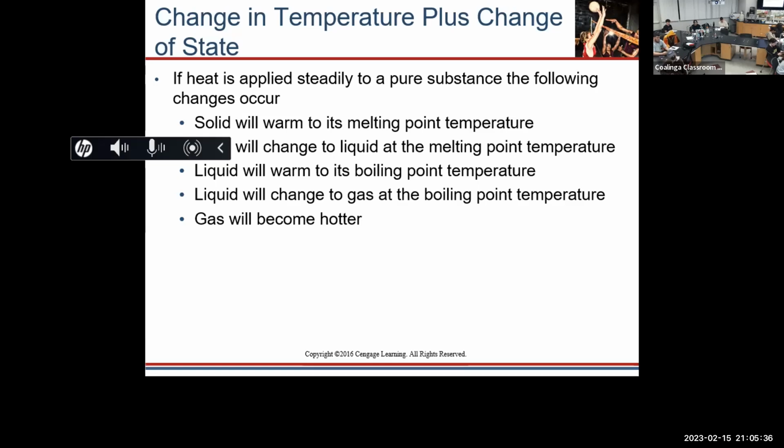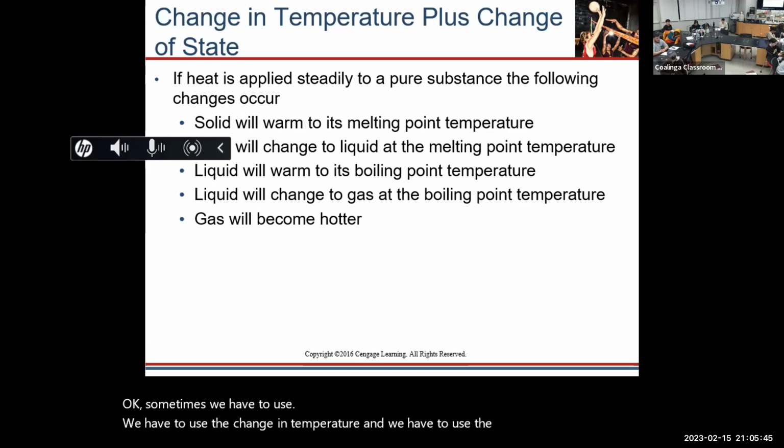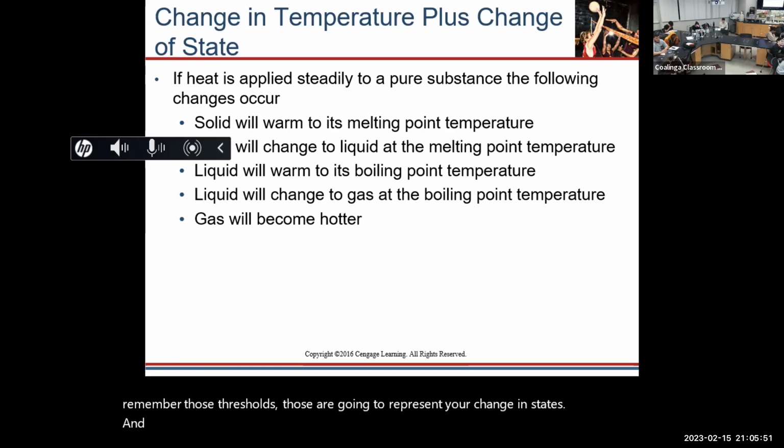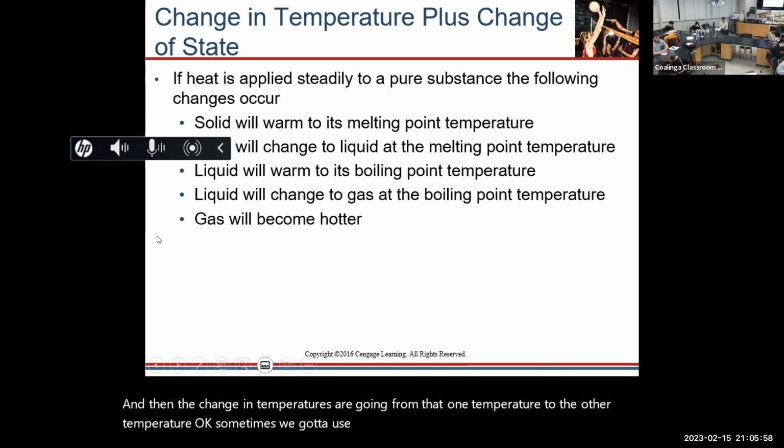Now, sometimes we have to use the change in temperature, and we have to use the change in state. Remember those thresholds, those represent your change in states. The change in temperatures are going from one temperature to the other temperature. Sometimes we have to use both, and you need to be aware of what's happening and when you're going to go through phase changes.